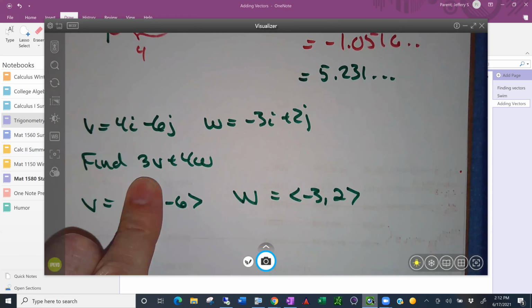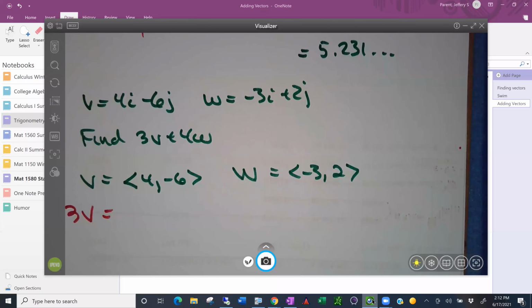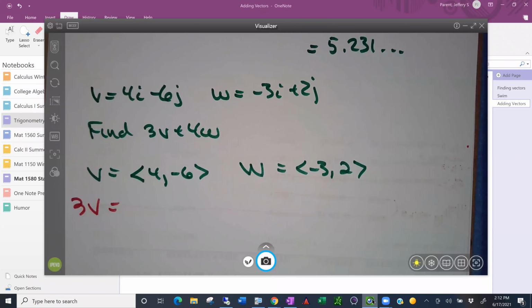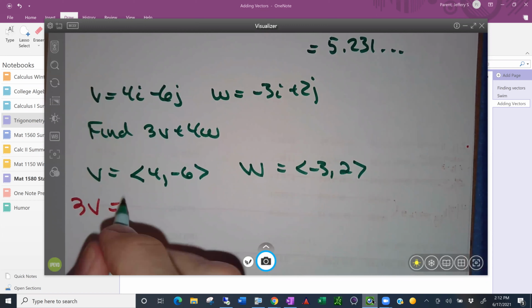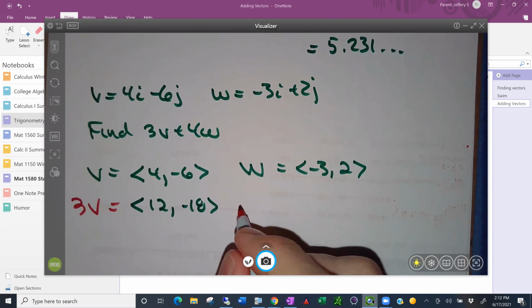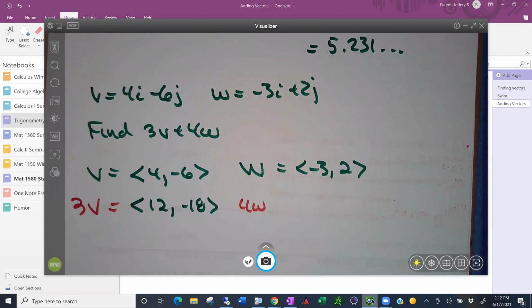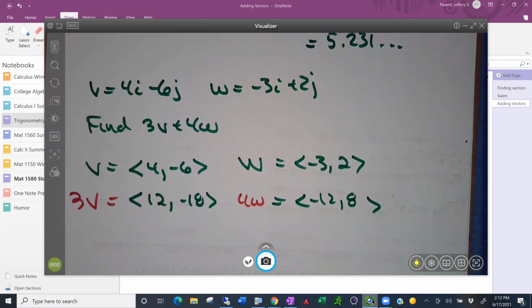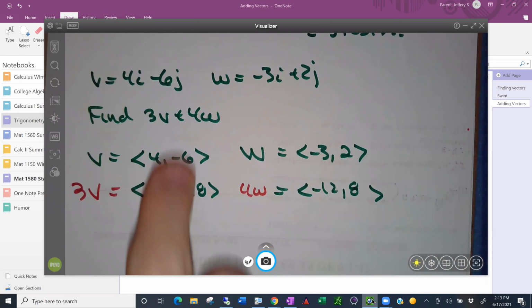I need to find 3v plus 4w. 3 is a scalar. So if I multiply this by 3, I'm going to multiply each component by 3. So it's going to be 12, -18. 4w is going to be likewise. Can someone tell me what 4w is going to be? -12, 8. Excellent.